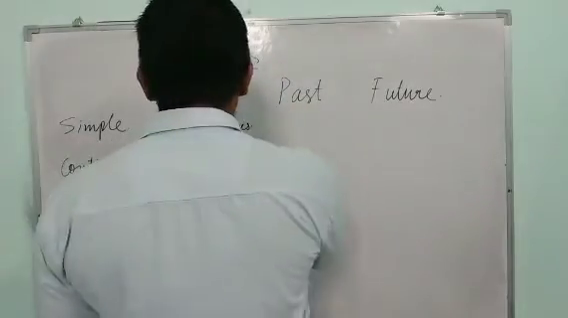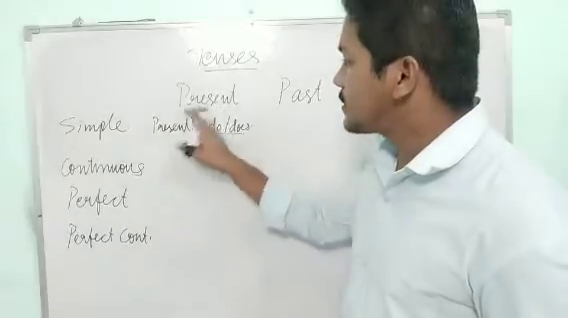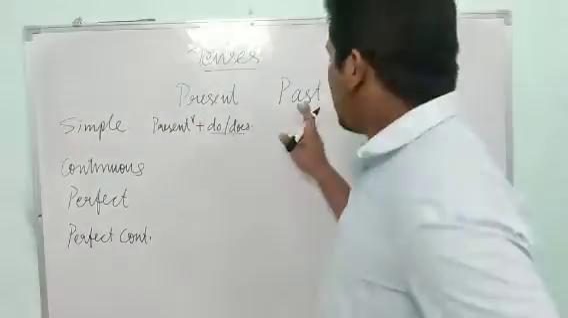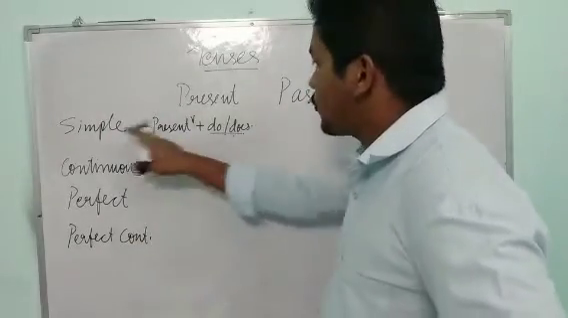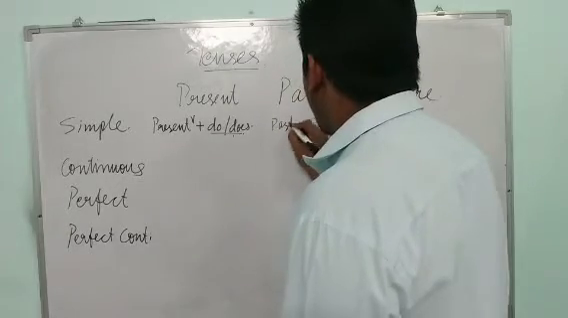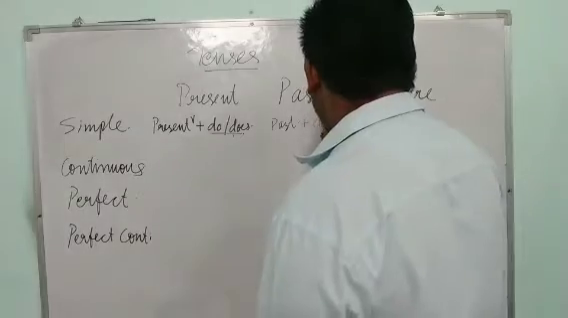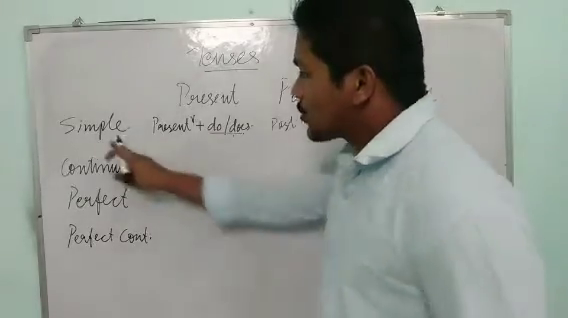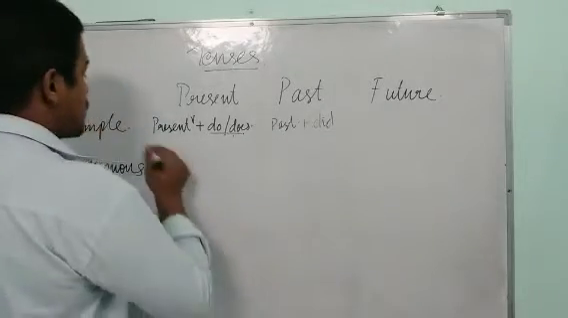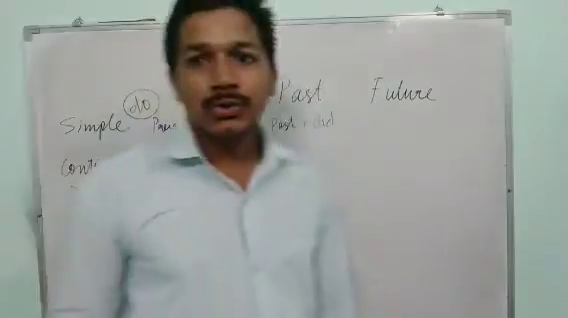In simple present tense, the present verb is used and do or does is added. That much you remember. When it becomes the past form, you just have to change this: the past form of the verb is used, and the auxiliary verb used is did. So in all the simple tenses, the do form of the verb is used.